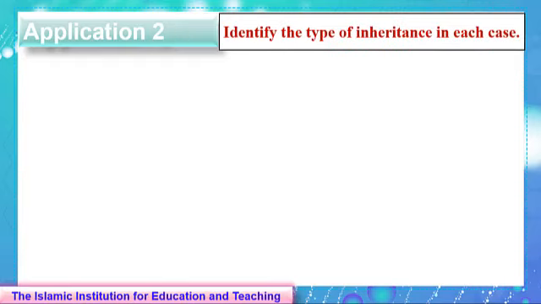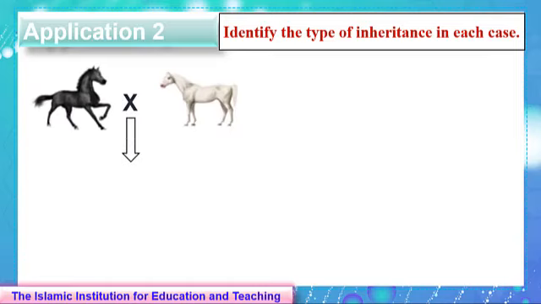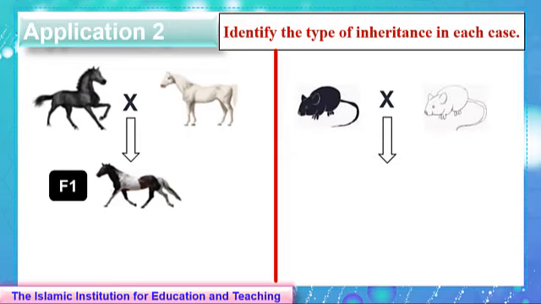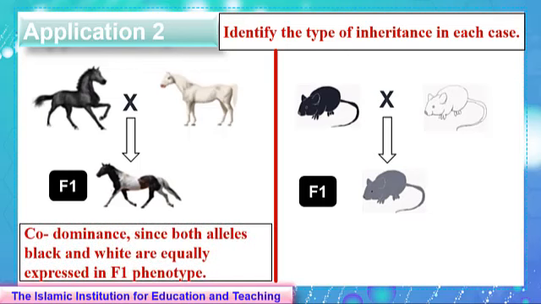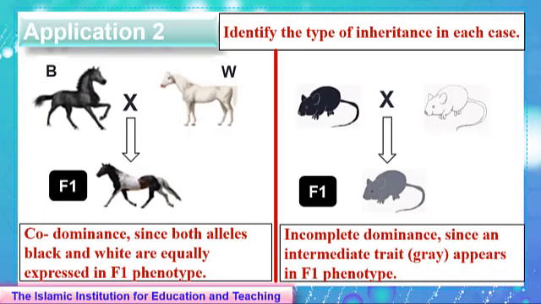Identify the type of inheritance in each case. Black crossed with white gives a black spotted white. Second case, black spotted white gives gray. Which one is the state of codominance and which one is incomplete dominance? The first one is the state of codominance, since both alleles black and white are equally expressed in the F1 phenotype. The second case is incomplete dominance, since an intermediate trait gray appears in F1 phenotype.